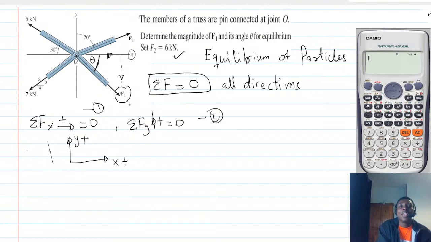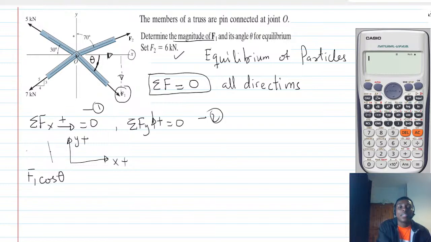So let's start with the F1. We don't know F1. We've been asked to find the magnitude of F1. So it's going to be what? F1 cosine theta. Is that right? So now we are looking at summation of force along the x.